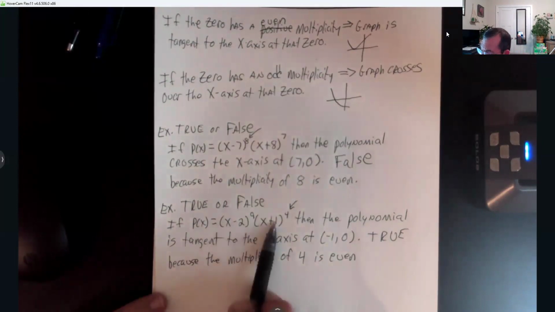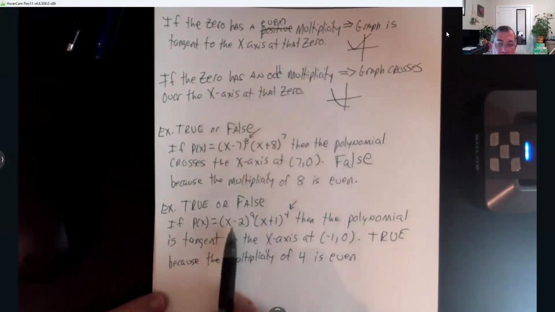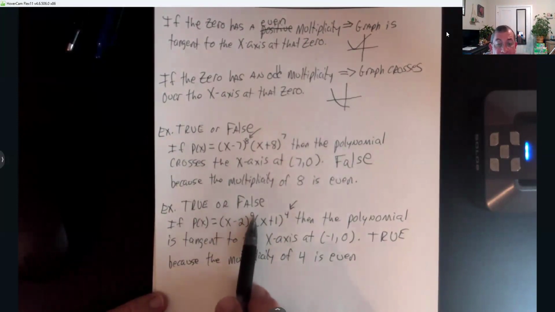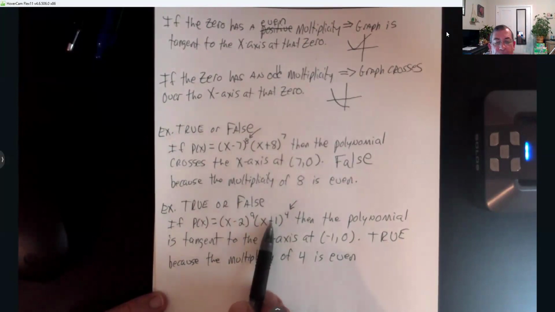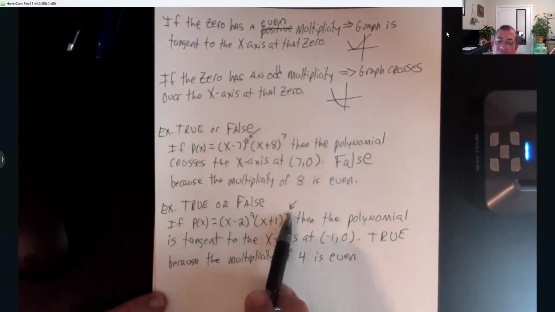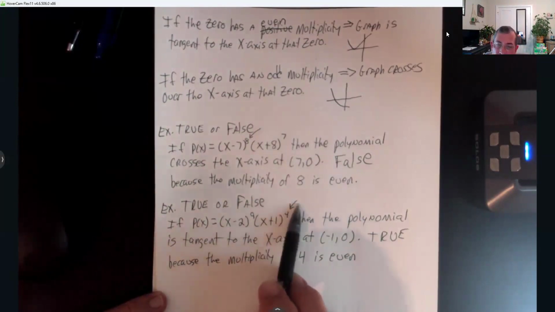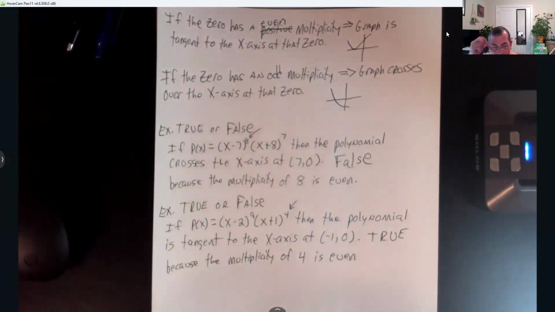So if we was looking at these, this factor would give me a 0 of 2. 2 would have a multiplicity of 9. So at this 0, it does cross over. But this one would give me a 0 of -1. And like we said, since it was even, it came down and just sort of touches it, okay?